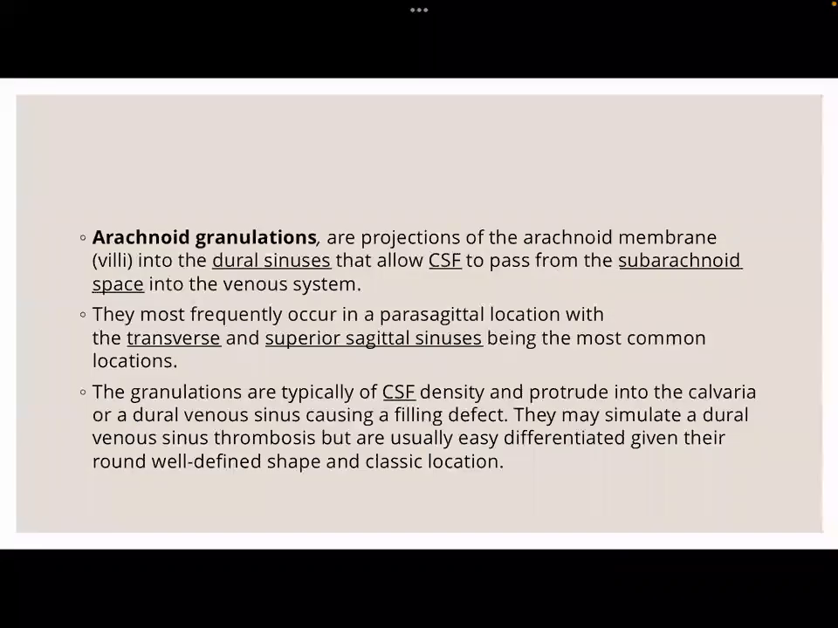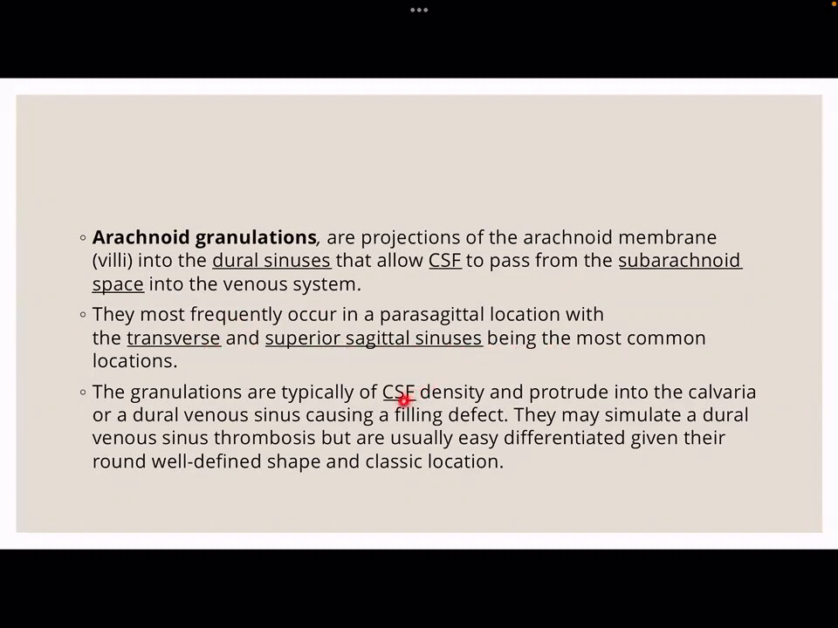So we have what's called arachnoid granulations. They are projections of the subarachnoid membrane villi into the dural venous sinuses that allow the CSF to pass from the subarachnoid spaces into the venous system. They are most commonly found within the transverse and superior sagittal sinuses.